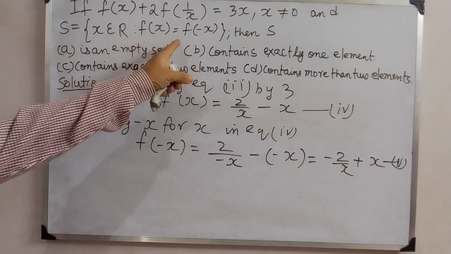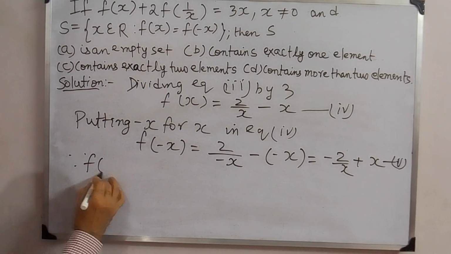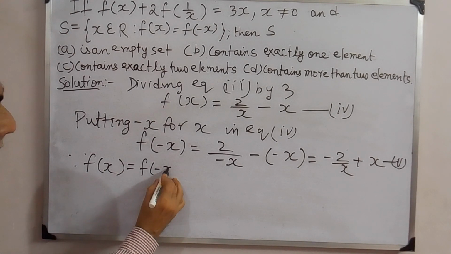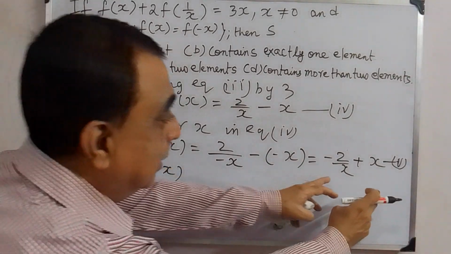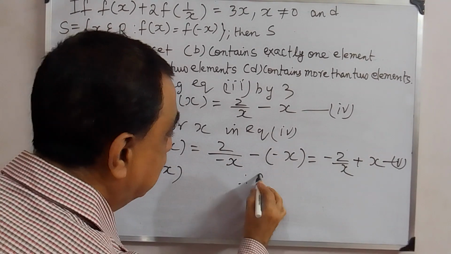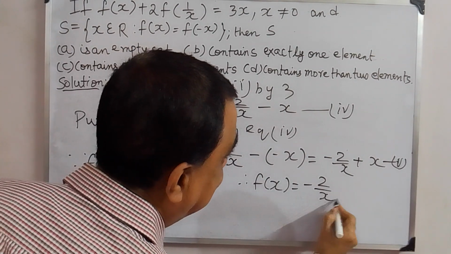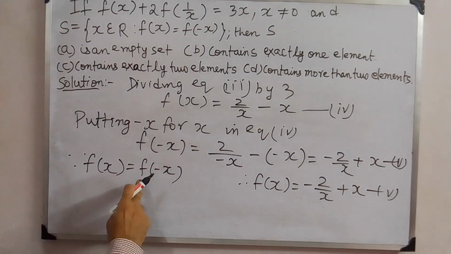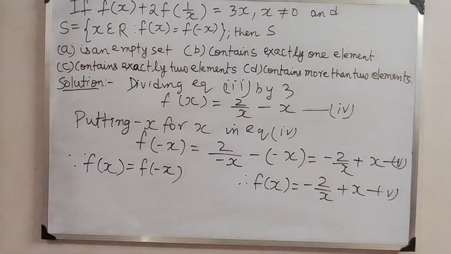Now, it was told to us that f(x) is equal to f(minus x). So this is also equal to f(x). Therefore, f(x) is equal to minus 2 by x plus x, because f(minus x) is equal to f(x).